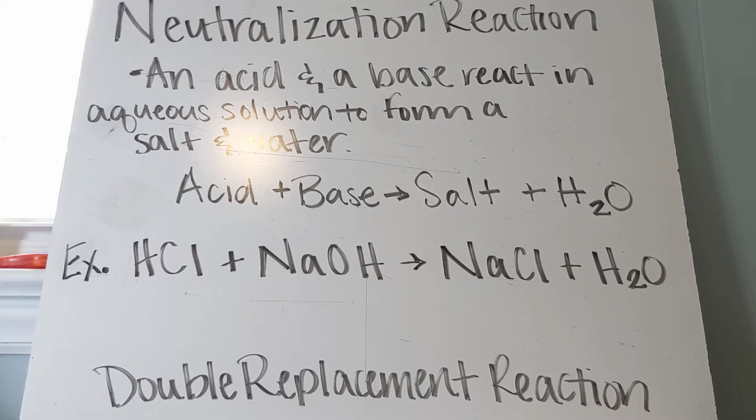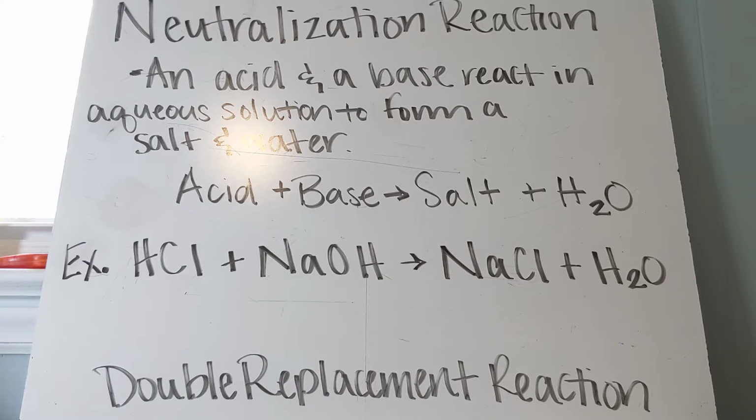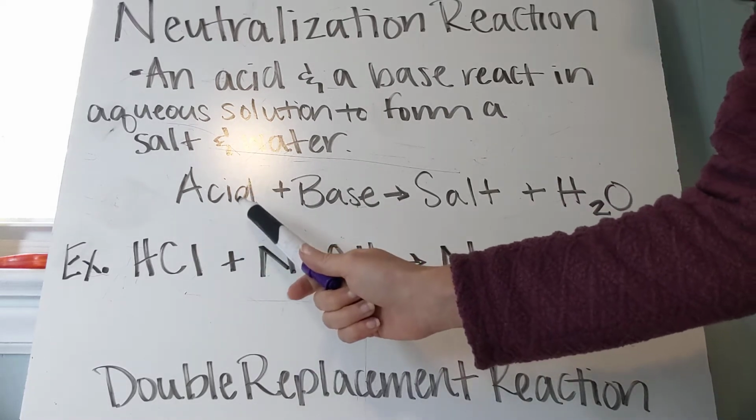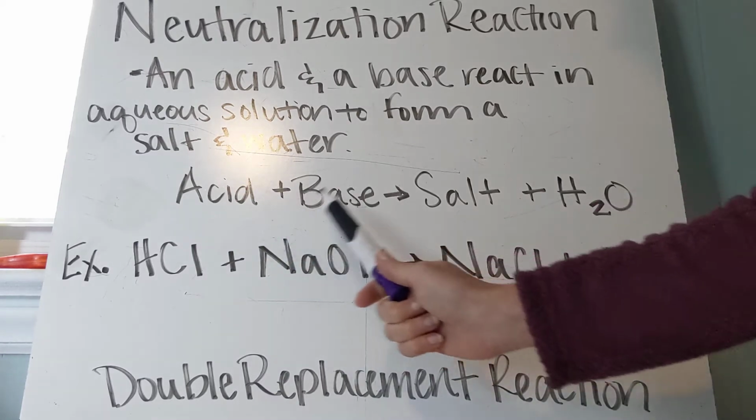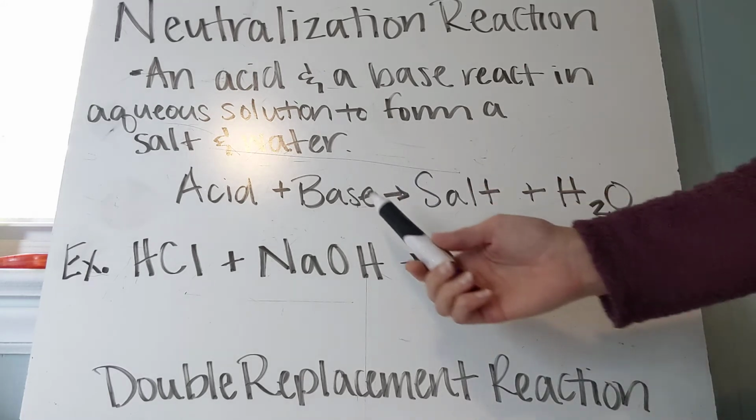So before we get started, I want to talk to you about why we are talking about neutralization reactions. Ultimately, what this is going to lead us to is a titration where we use these neutralization reactions in order to figure out the concentration of either our acid or our base. So you will be given the concentration of your acid or your base, as well as the volume of your acid or your base, and then asked to find the concentration of the other one.